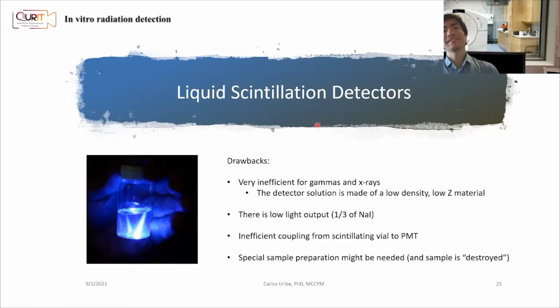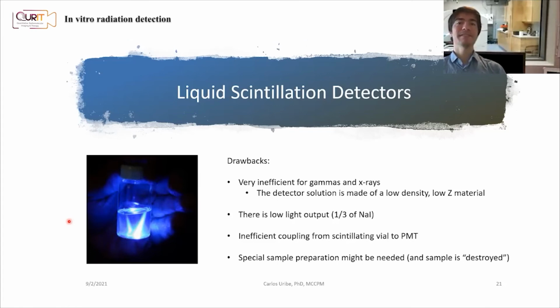The drawbacks are that they are very inefficient for gammas and X-rays, because this solution is made of a low density, low Z material. So it's very close to water, let's say, so it's not as efficient as, for example, using sodium iodide. Here, the light output is basically 1/3 of that if we were able to put in an inorganic crystal. And the coupling between the vial and the photomultiplier tube is not the most efficient. So yeah, that's a drawback.